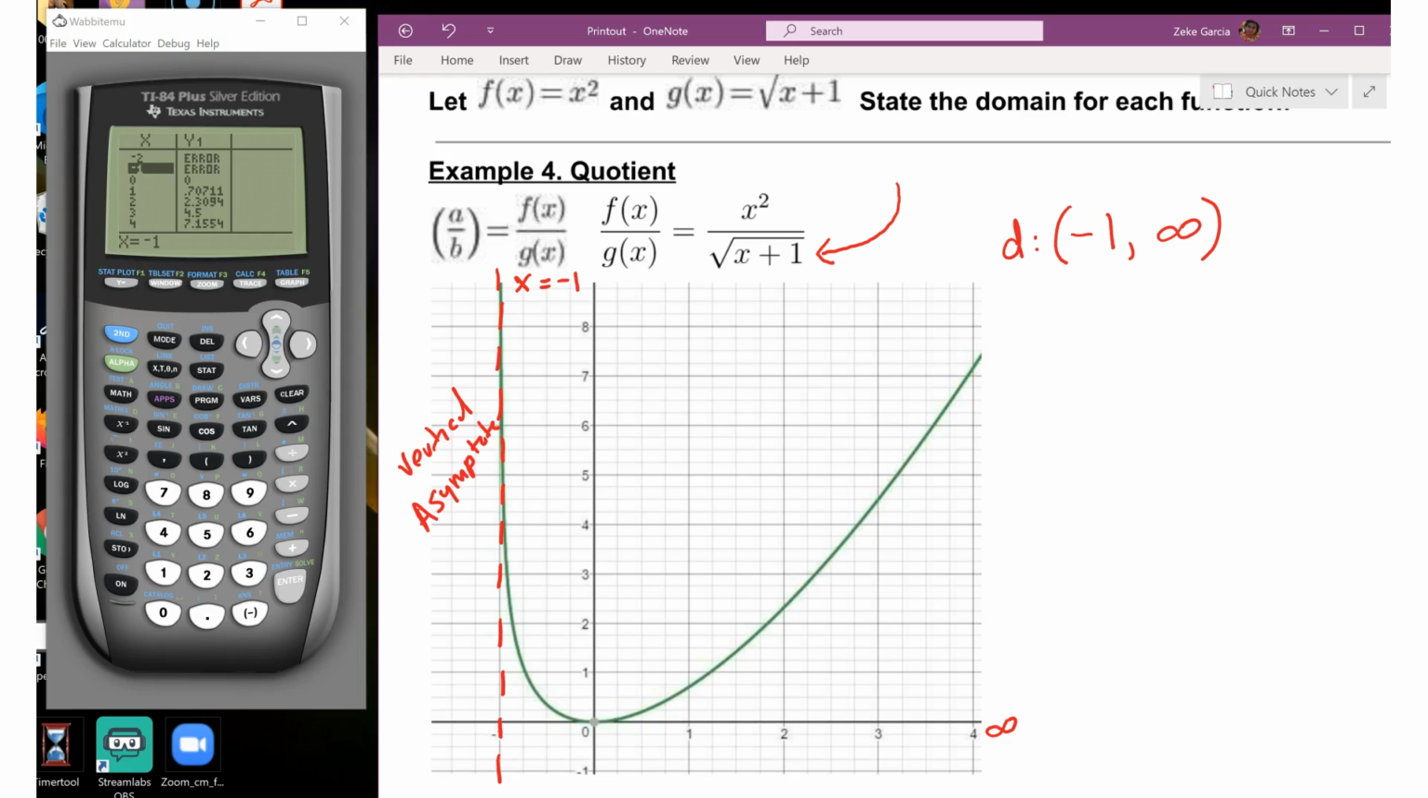And I'll stop so we can discuss it. That's correct. Negative 1 will make this undefined. Remember that you cannot divide by 0.